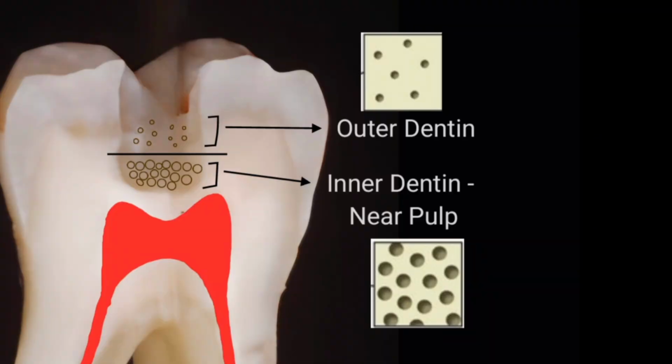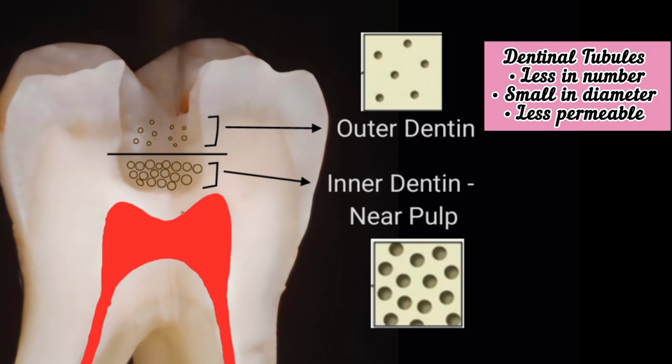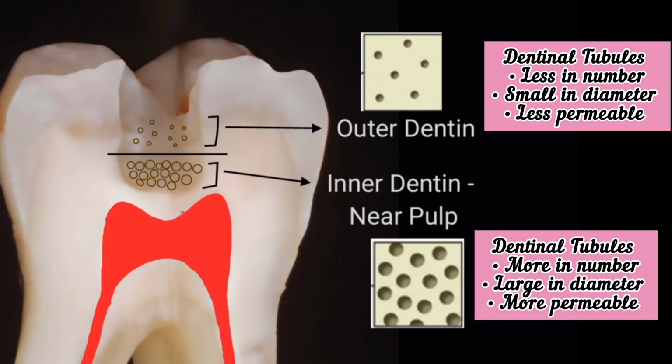So let's understand why this happens. Dentinal tubules in outer dentine, which is towards the enamel, are less in number and smaller in diameter, so they have less permeability for any bacteria, toxins, or any irritants. But as we progress downward towards the pulp, the dentinal tubules are larger in diameter and more in number, and therefore they're highly permeable to all sorts of toxins.